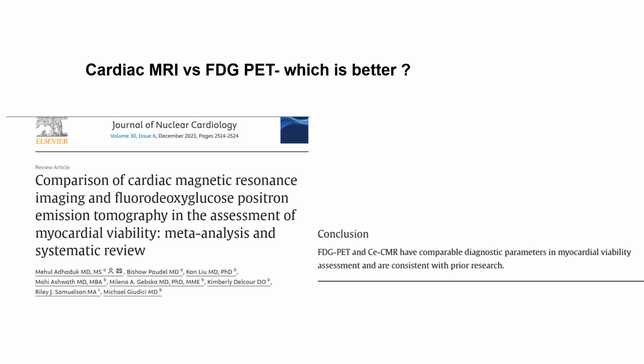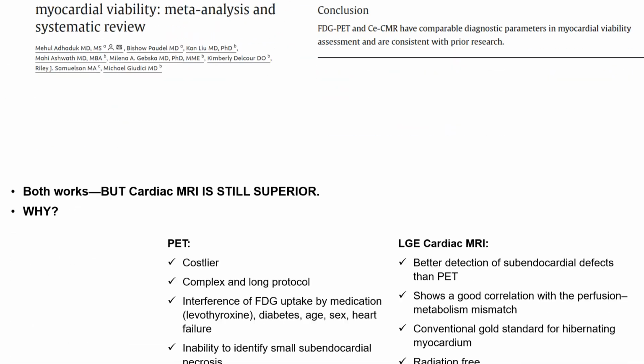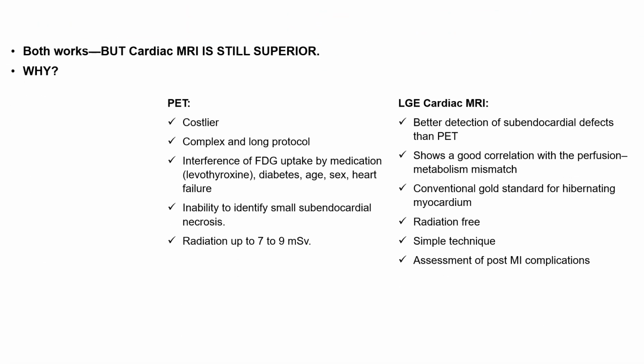Now, there is a natural question that comes. PET has been in the market since long, and now MR is coming up and catching up soon. So, which is better for assessment of viability, MRI versus FDG PET? I'd like to bring your attention to this article published in the Journal of Nuclear Cardiology, which concluded that both have comparable diagnostic parameters for assessment of viability. So, both work. But I would still say MR is better, and I'm going to prove this in the next few slides.